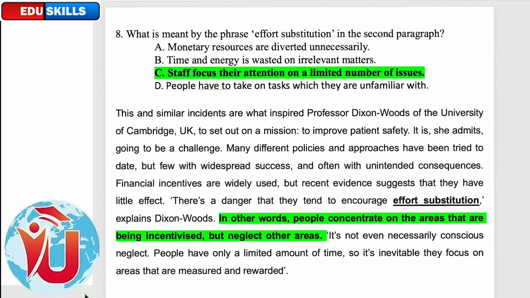Financial incentives are widely used, but recent evidence suggests that they have little effect. There's a danger that they tend to encourage effort substitution, explains Dixon Woods. In other words, people concentrate on the areas that are being incentivized, but neglect other areas. It's not even necessarily conscious neglect. People have only a limited amount of time, so it's inevitable they focus on areas that are measured and rewarded.